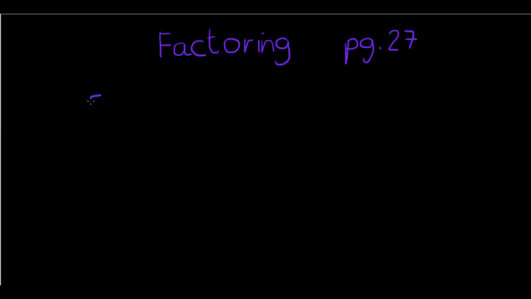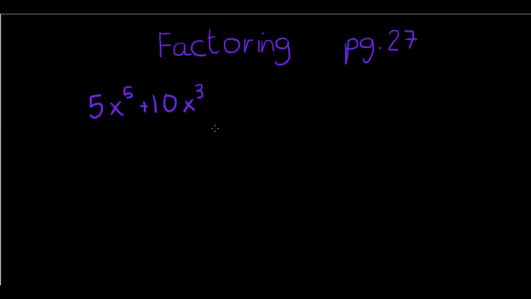So we're going to begin with 5x to the 5th plus 10x to the power of 3. Write this on page 27 in your notebooks, please. Okay, so how do we factor this? We're going to have to find the greatest common factor amongst these two terms.